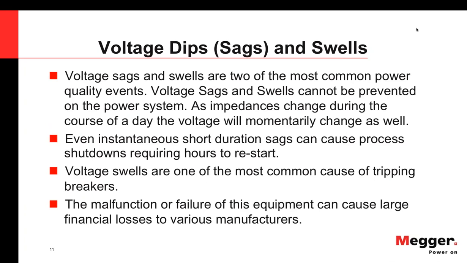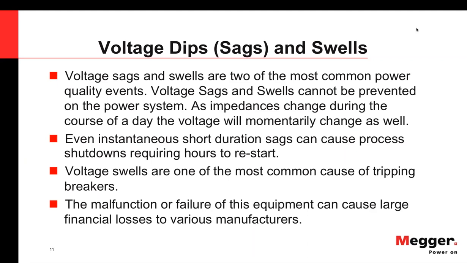Voltage sags or dips. You can hear these referred to interchangeably, because here in the United States we tend to refer to them as sags, where in other areas of the world they will be referred to as dips. It is the exact same thing they're talking about, just different terminology. Voltage sags and swells are the two most common power quality events.